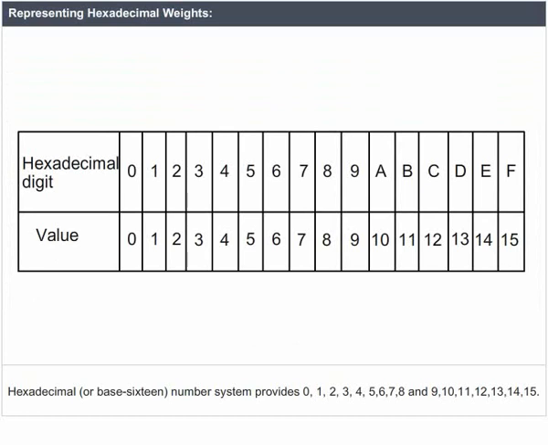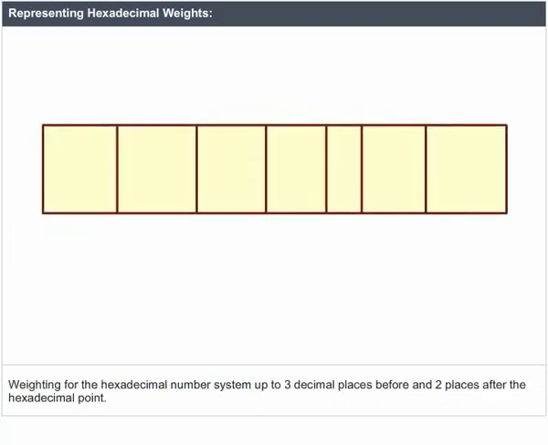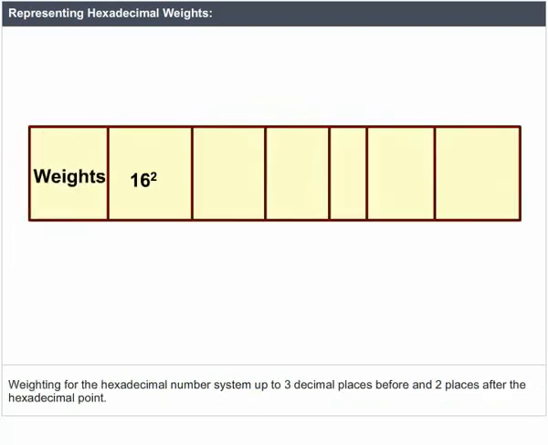Representing hexadecimal weights. The hexadecimal or base 16 number system provides 0, 1, 2, 3, 4, 5, 6, 7, 8, 9, 10, 11, 12, 13, 14, 15. Weighting for the hexadecimal number system up to 3 places before and 2 places after the hexadecimal point.